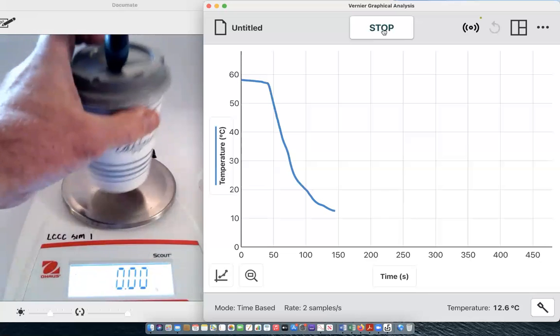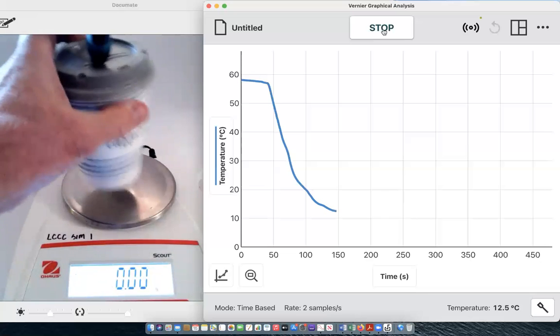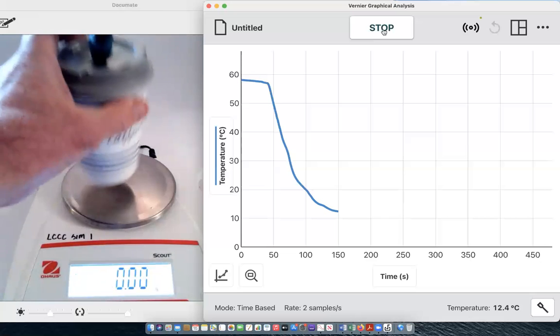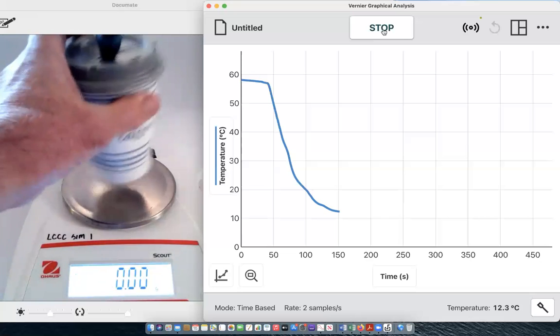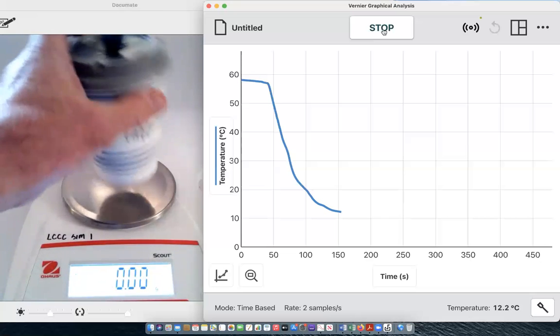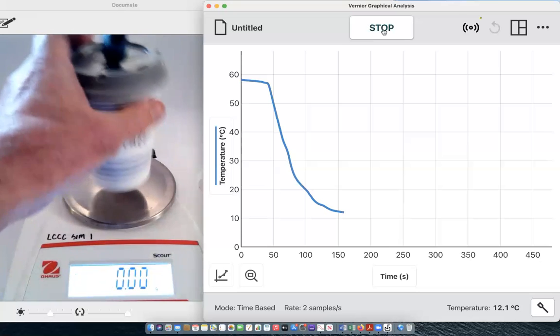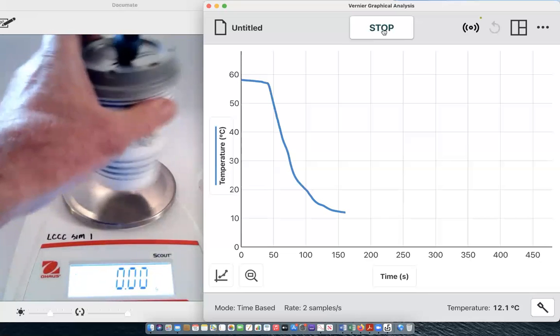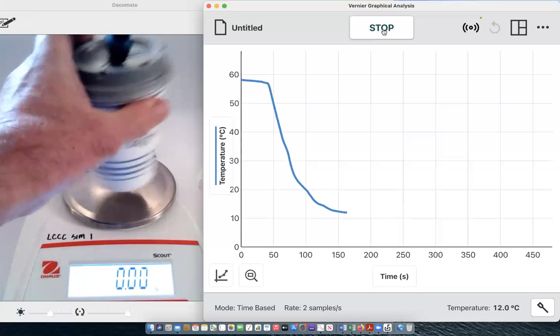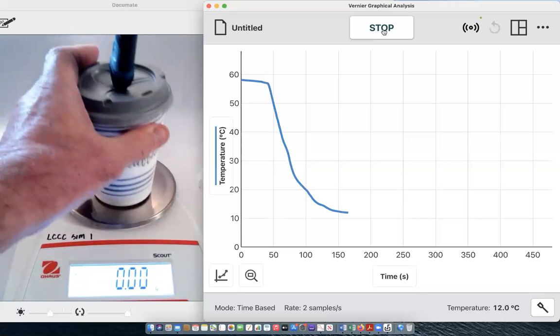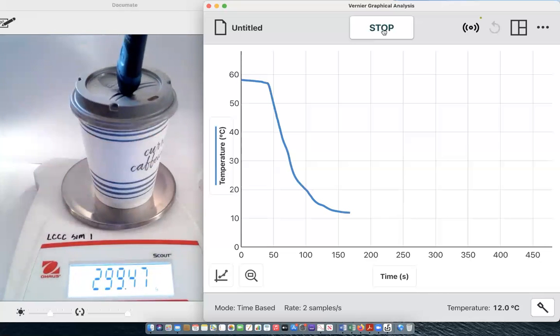Now, if it gets to a point that you've added so much ice to it that your temperature ends up getting down to 0 and you can keep swirling, swirling, swirling, and the ice is not melting, well, then what you might have to do is remove some of that ice and then not count that in the mass of the ice that was actually melting, because not all of it would melt. So it looks like I'm starting to level off somewhere around 12 degrees or so.